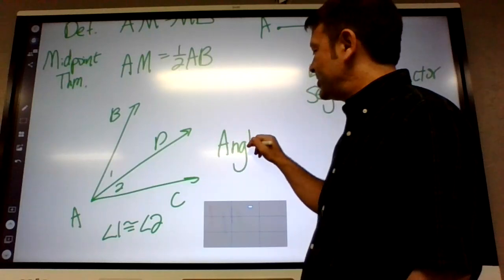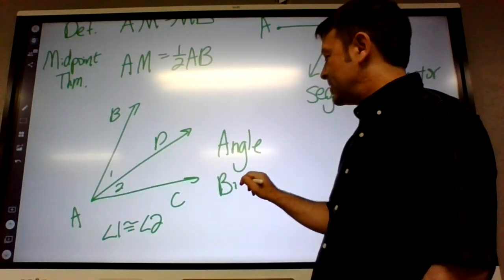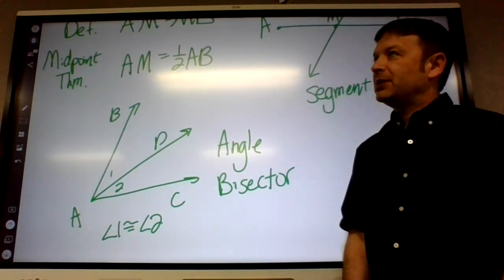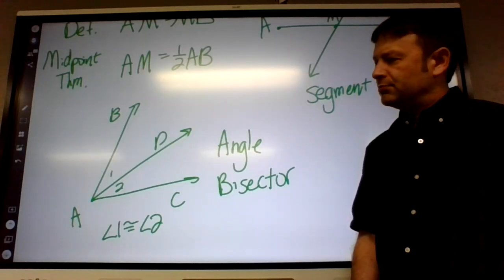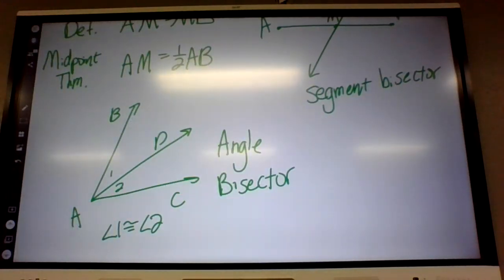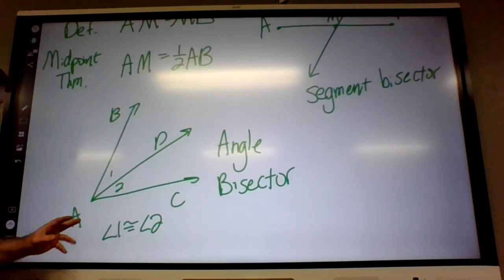So we have a segment bisector that cuts the segment in half, and we have an angle bisector that cuts the angle in half. Alright. Cutting them into two equal pieces. Not too complicated, right? Can we make it complicated? Can we find a way?